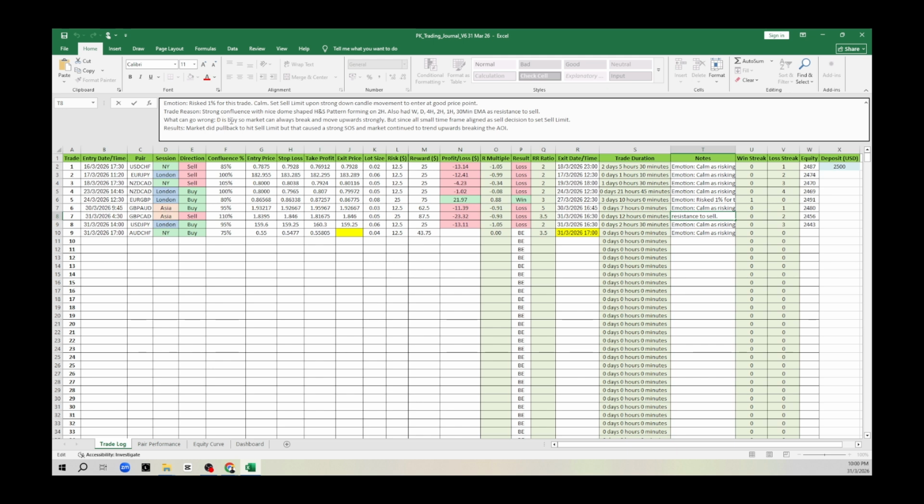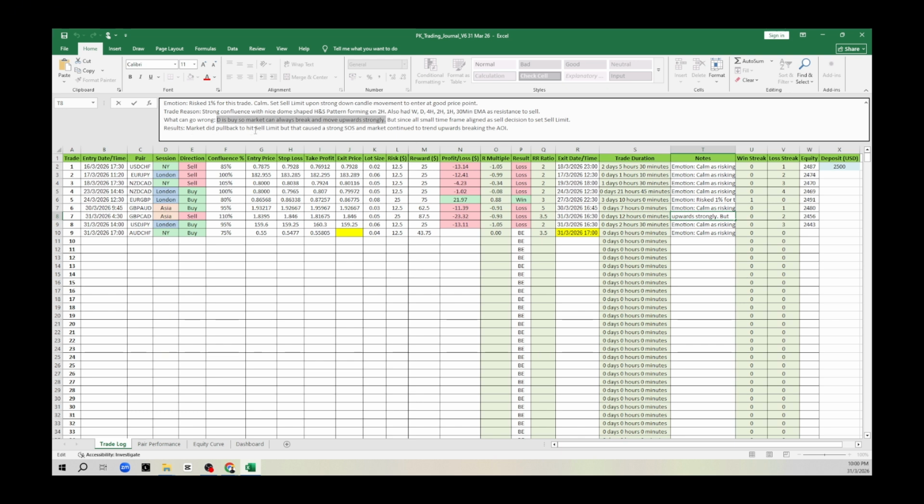The daily candle is a buy, so the market can always break and move upwards strongly, and this is exactly what happened. So do I regret this stop loss being hit? No, because I've already identified what can actually go wrong. So I accepted the risk, therefore it is fine. Since all the small time frames aligned as sell direction, the decision was to set the sell limit, right?